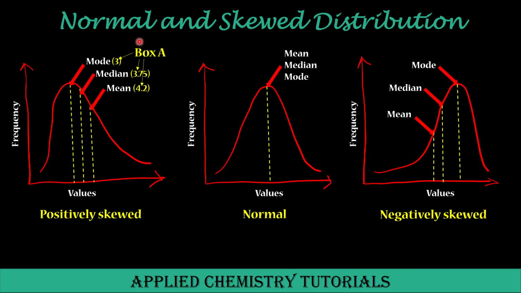So in our example, for box A, we have the mode value of 3 ml of HCl, the median is 3.75 ml of HCl, and the mean is 4.2 ml of HCl. So clearly this is a positively skewed distribution. Also in many cases we can have a negatively skewed distribution. So this sums up the basics of the mean, median and mode.